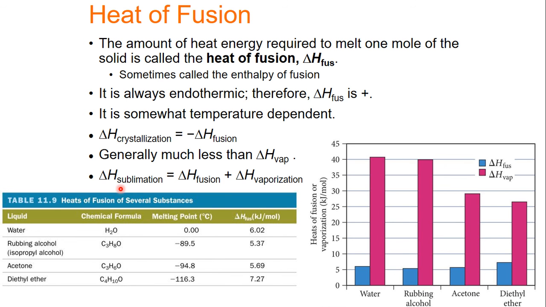And if we go straight from a solid to a gas, that's sublimation. All we need to do to get delta H of sublimation is add delta H of fusion plus delta H of vaporization, and that'll give us our delta H of sublimation, because that is the energy it takes to go from a solid to a liquid, and then from a liquid to a gas, and sublimation is just going from solid to gas. And that's it for this video. See you in the next one.